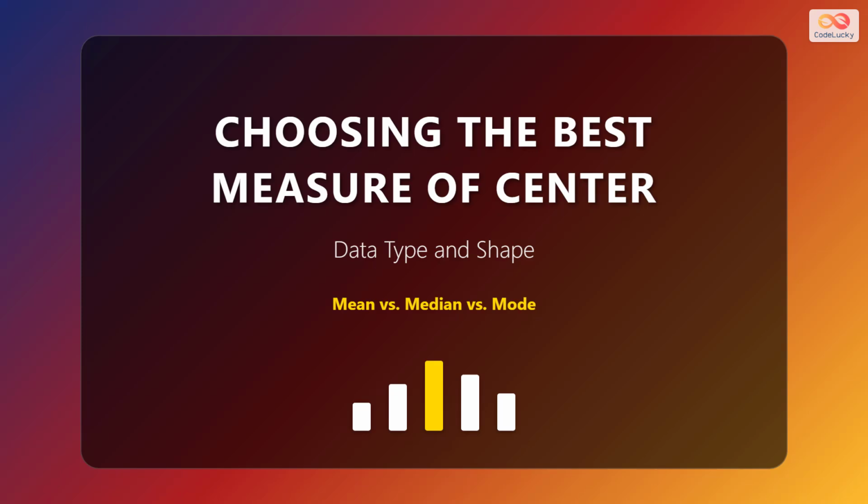Welcome. In statistics, finding the center of a dataset is one of the most fundamental tasks. But with three different options, mean, median, and mode, how do you know which one to use? Choosing the wrong one can actually lead to misleading conclusions. In this video, we will explore exactly how data type and shape determine the best measure of center.